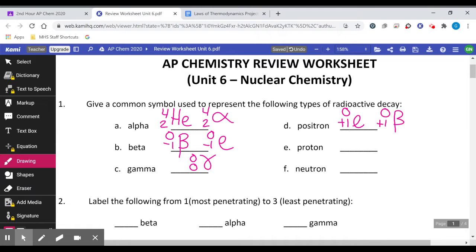Okay, for proton, we have two different ways of showing that one: a 1, a 1, and a P, or a hydrogen nucleus. Okay, for neutron, we really only have one way to write that. And so we have a 1, a 0, and an N there. Any questions about number 1? Don't be shy. Okay.